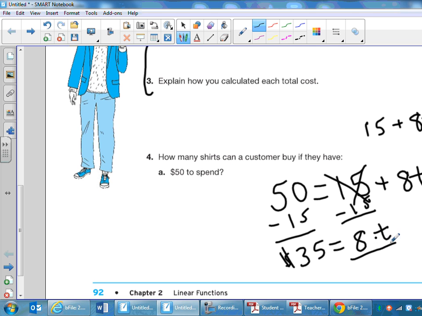So if I divide both sides by 8, I'm left with T over here, and 35 divided by 8 without going over is going to be 4 something, because 4 times 8 is 32, so 4 point blah blah blah. Well, you're only going to be able to buy 4 t-shirts. You might have a little extra money, but you can't buy 5. 5 times 8 is 40, and do you have $40? No. So how many t-shirts are you going to be able to buy with 50? 4.